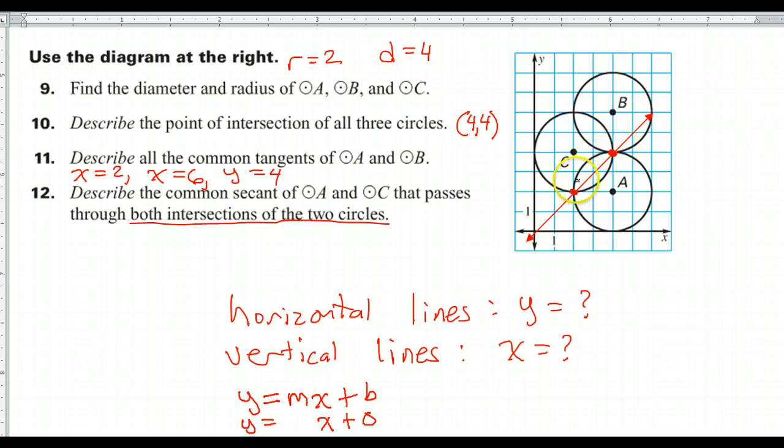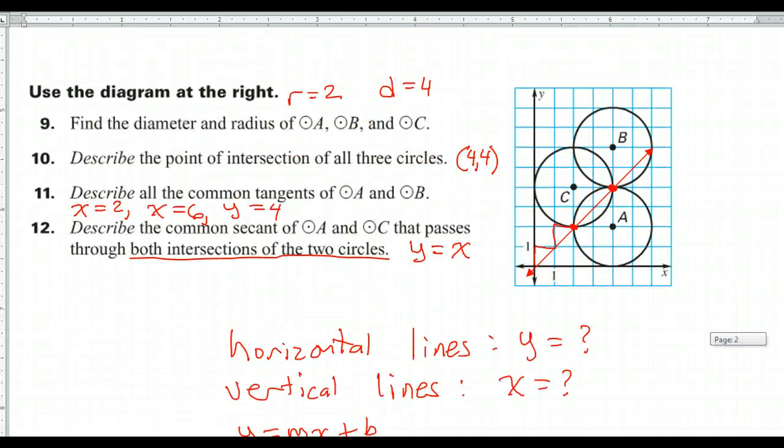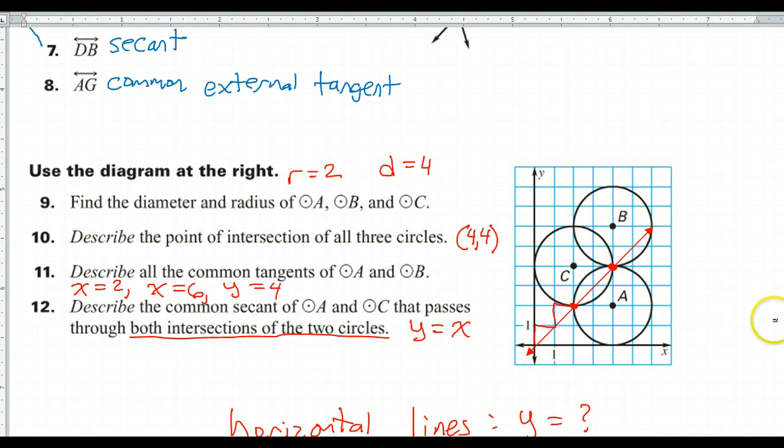So if I look at this line and try to see what it's doing, it seems to be going up 1 over 1, up 1 over 1. So that's a rise over run of 1. So really, we're just going to have the line y equals 1x, because we don't have to put the 0, but we don't need the 1 either. So that's just going to be y equals x. So that would be the best description for this diagonal line that they wanted. So y equals x. Okay, and that is it for this assignment.